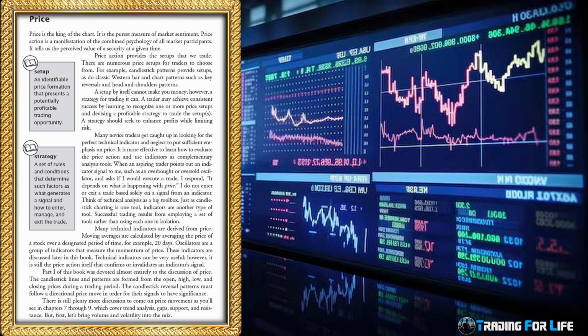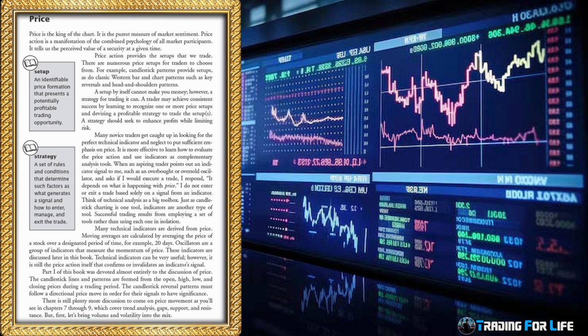Many novice traders get caught up in looking for the perfect technical indicator and neglect to put sufficient emphasis on price. It is more effective to learn how to evaluate the price action and use indicators as complementary analysis tools. When an aspiring trader points out an indicator signal to me, such as an overbought or oversold oscillator, and asks if I would execute a trade, I respond, "It depends on what is happening with price." I do not enter or exit a trade based solely on a signal from an indicator.